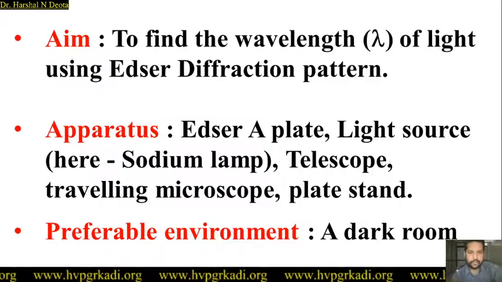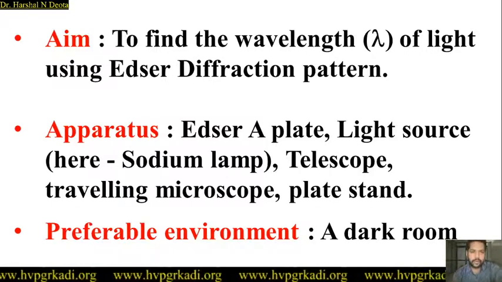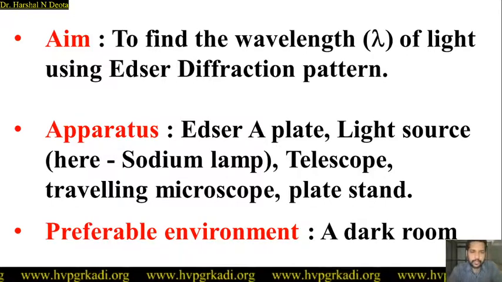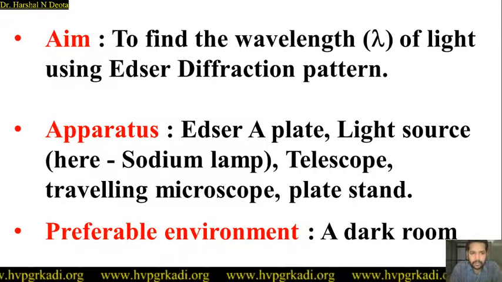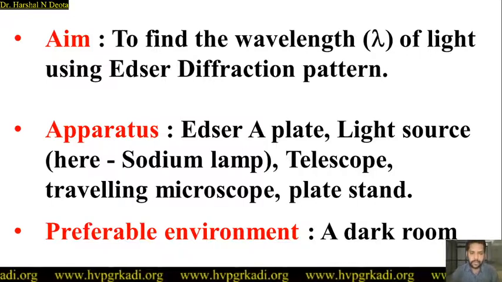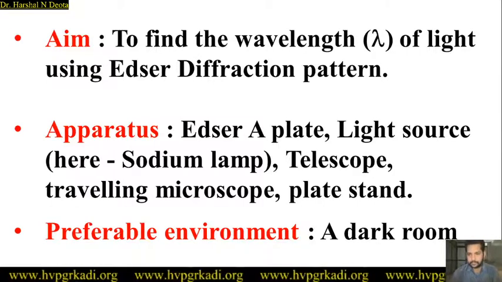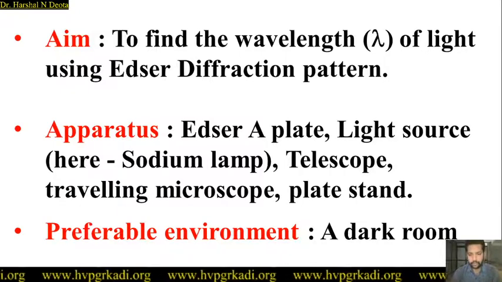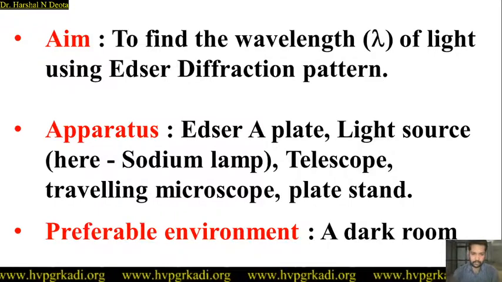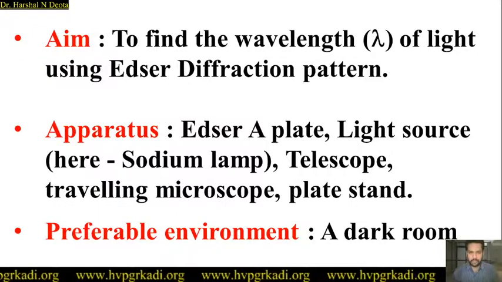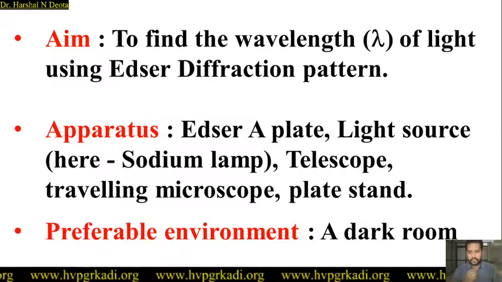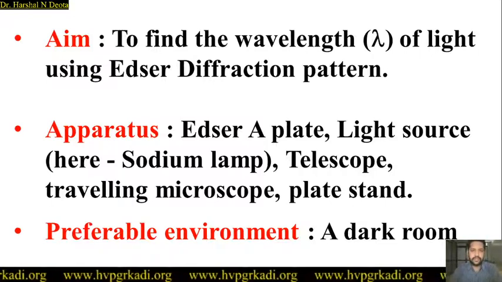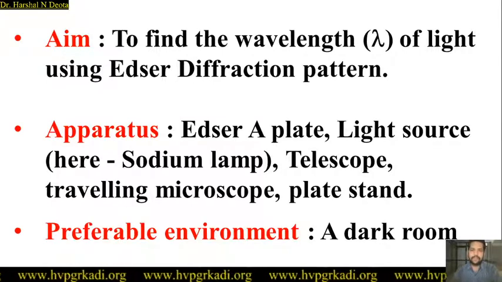But before going further, we first of all look forward at the aim, which is to find the wavelength lambda of light using Edser diffraction pattern. And the apparatus used for this experiment would be Edser A plate, the light source, which is sodium, the telescope, the traveling microscope, and the plate stand. The preferable environment, friends, here would be a dark room. But in case there is no dark room at your lab, then you can even perform this experiment at a room where the light is very less.